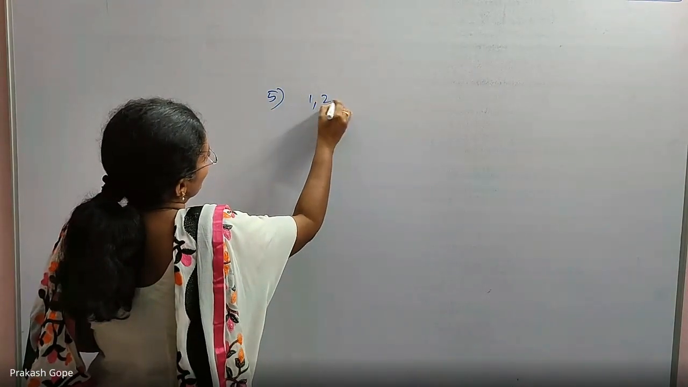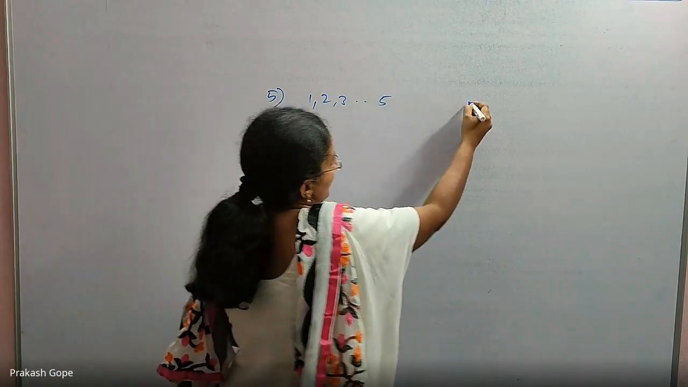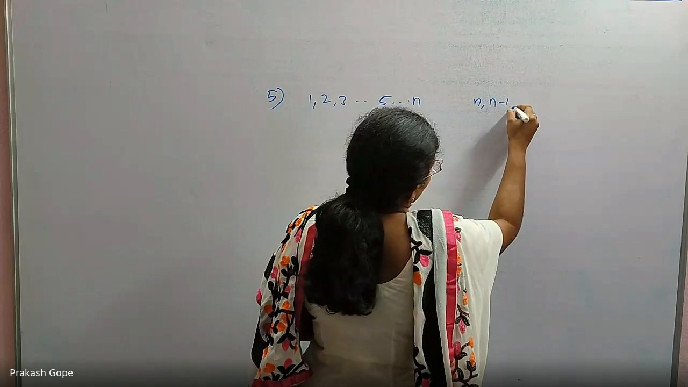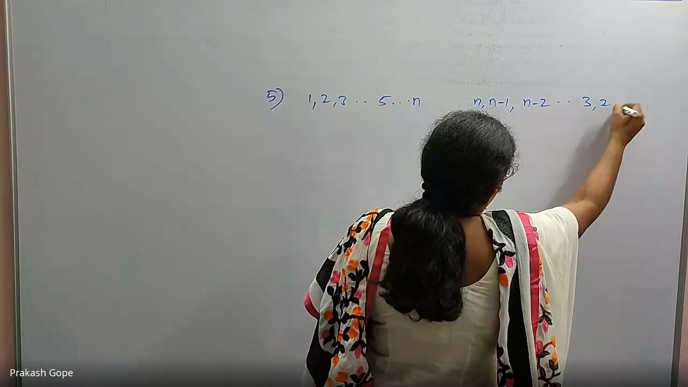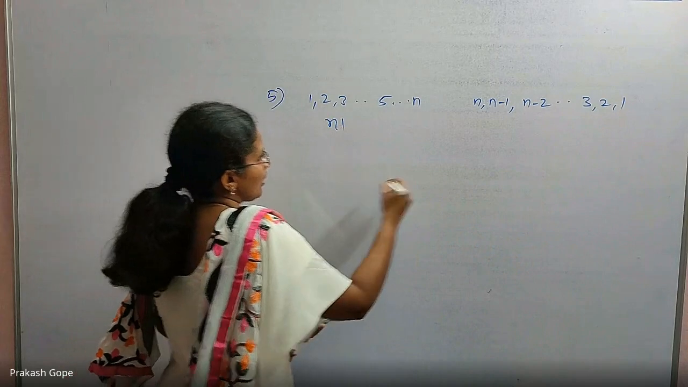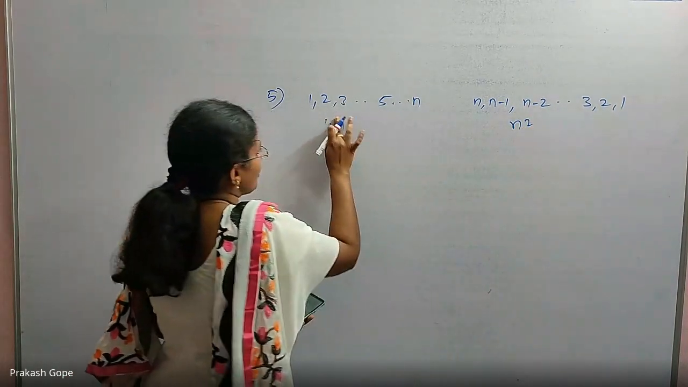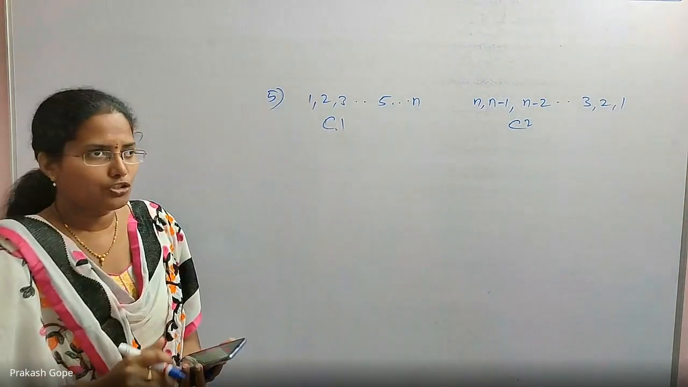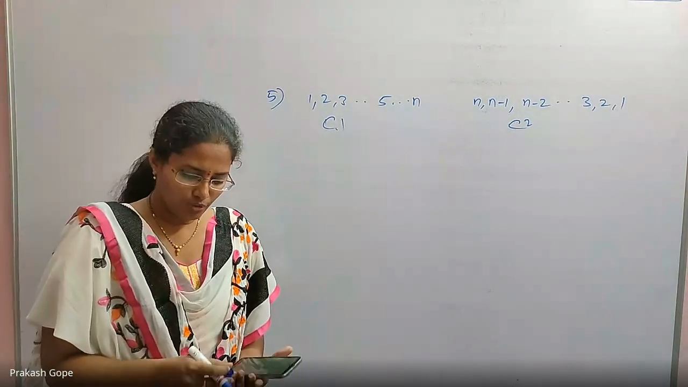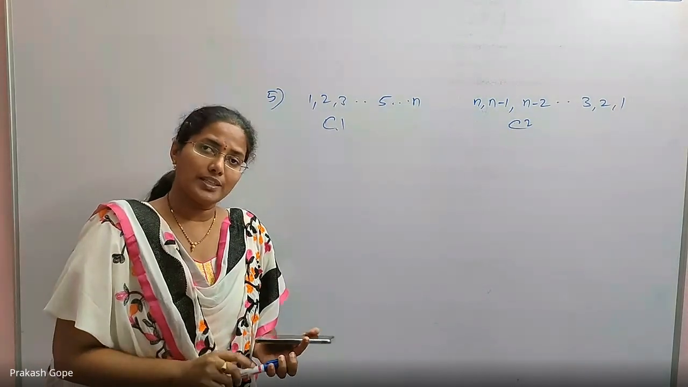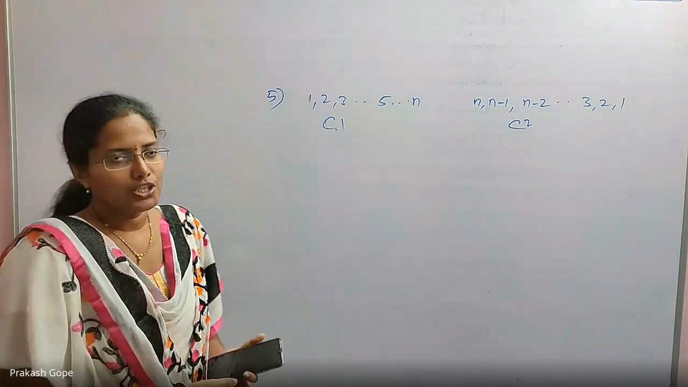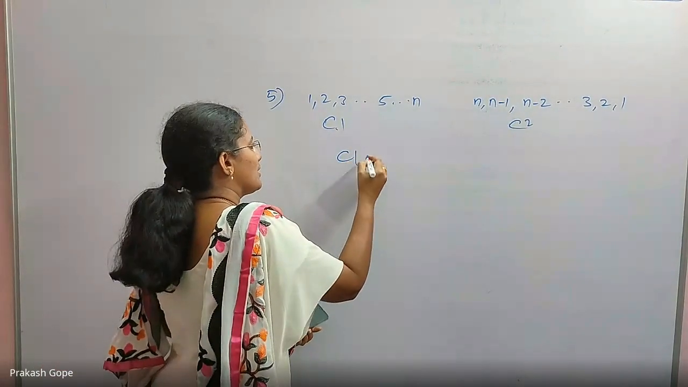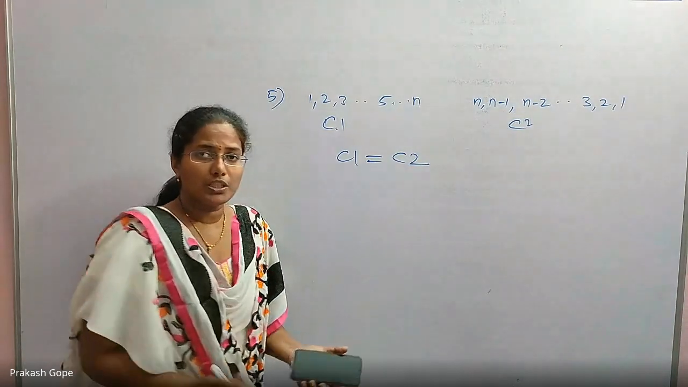The first input is 1, 2, 3 and so on. The second input is n minus 1, n minus 2 and so on, 3, 2, 1. The number of comparisons here is C1 and C2. What is the relation between these two in a quicksort? As you know, quicksort will lead to worst case in both ascending as well as descending cases. So the time complexity and the number of comparisons in both of them will be the same, and both are worst cases.